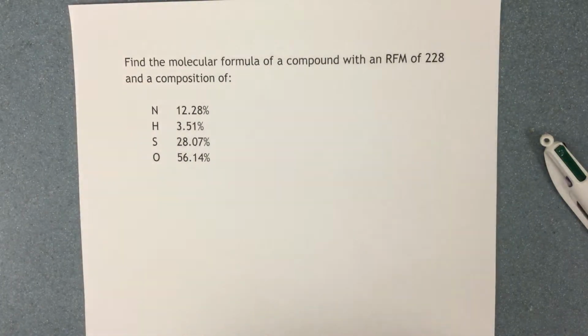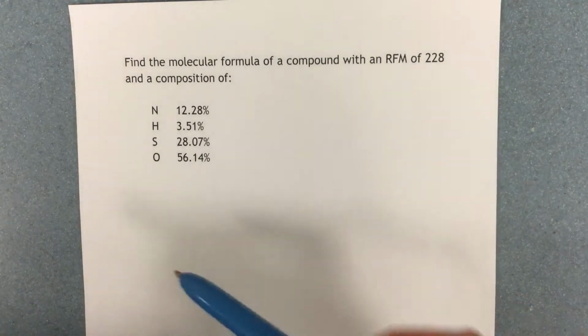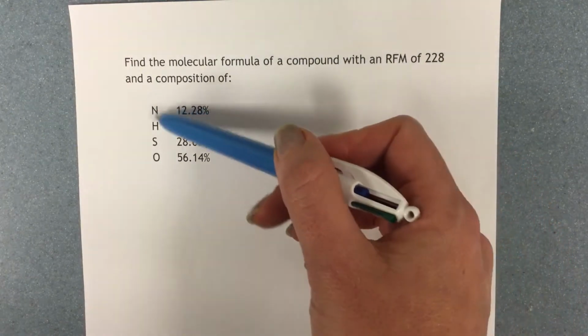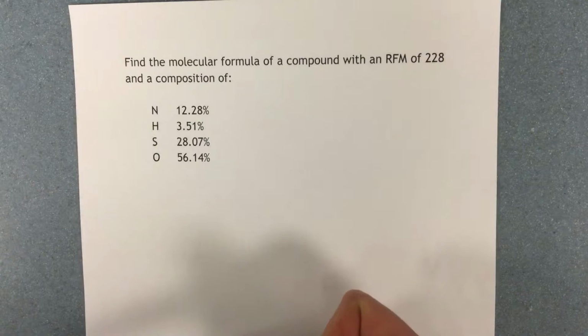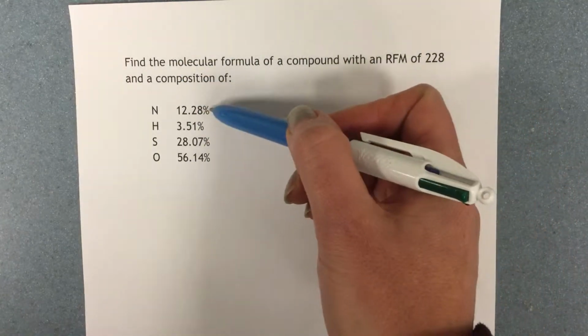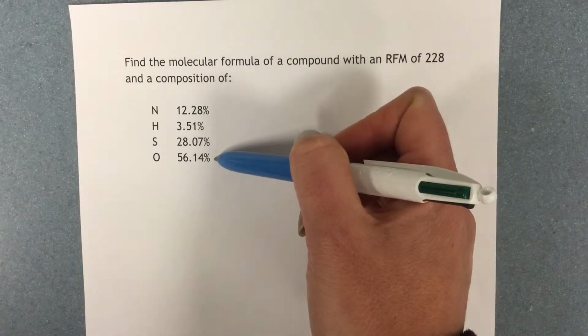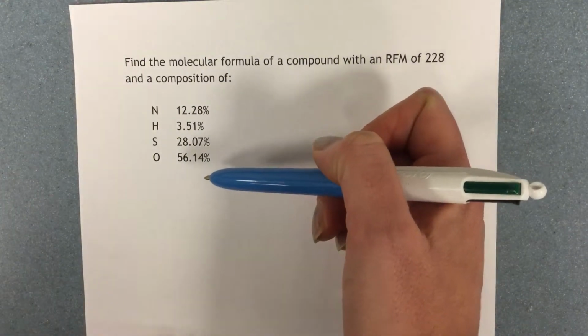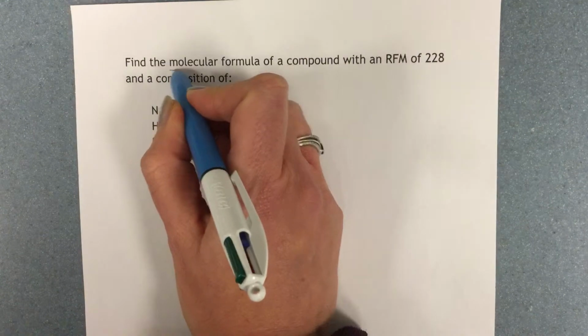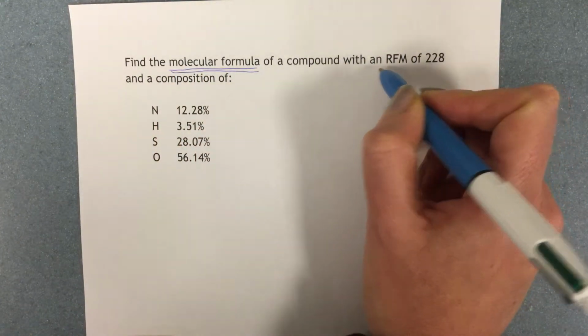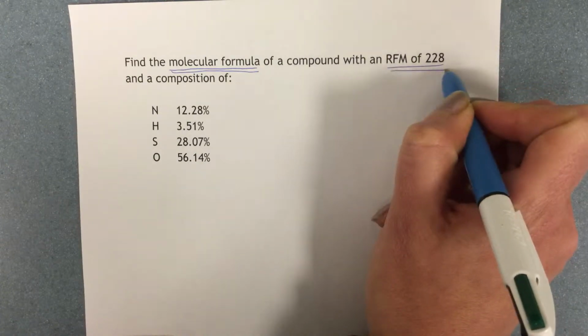This is an empirical formula question with a slight bit of a difference. In most ways it looks very much like a normal empirical formula question because I've been given the elements that the compound contains and I've been told the percentages by mass of each of them. The only difference is instead of saying find the empirical formula, it says find the molecular formula, and it gives me the RFM of the compound.